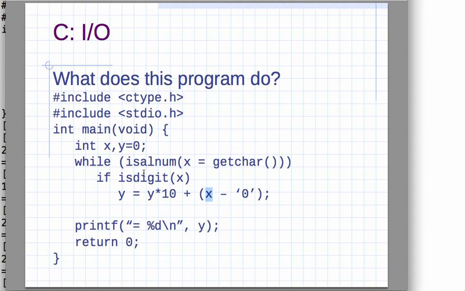Okay, so take a look at this. This is just an example of using these two functions, isalnum and isdigit. It does some computation to convert a sequence of characters that are all digits, converts them from ASCII to an actual int, to a single int. So it converts a sequence of digits to an int, something that might be handy further down the line.